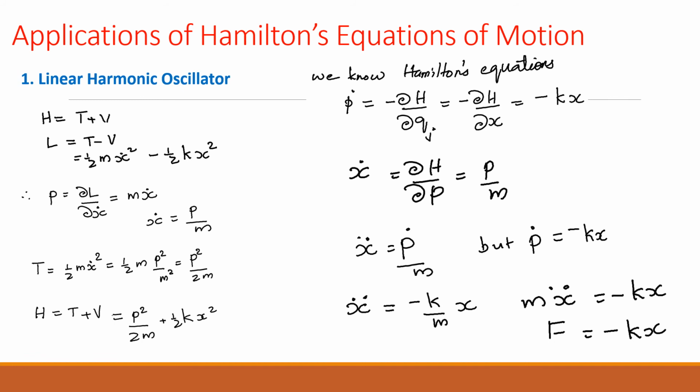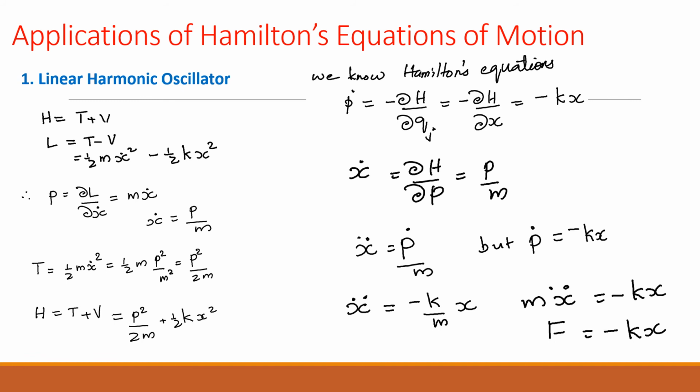Yes. p dot is equal to negative kx. That is from the first Hamilton's equation we derived. Substitute that here. x double dot is equal to minus kx divided by m, that is minus k by m times x. Cross multiply. It will be m x double dot is equal to minus kx.